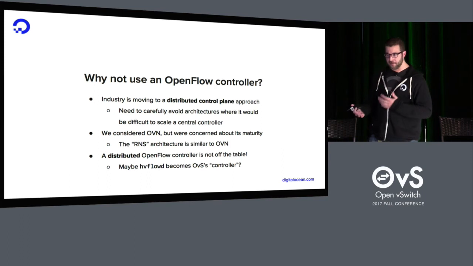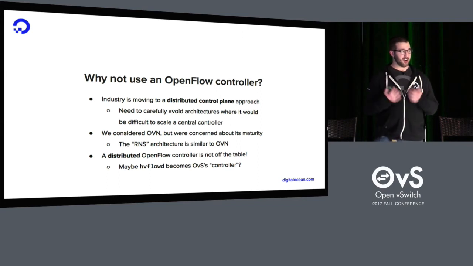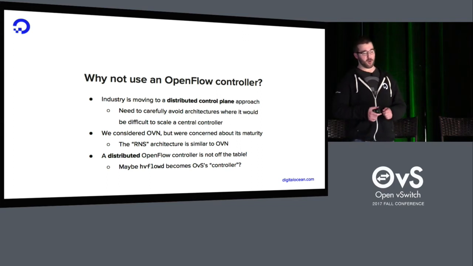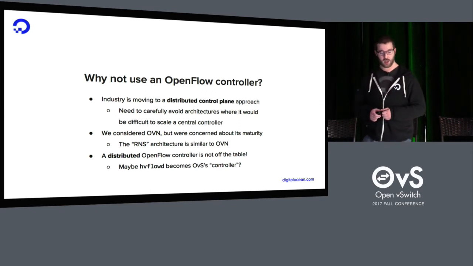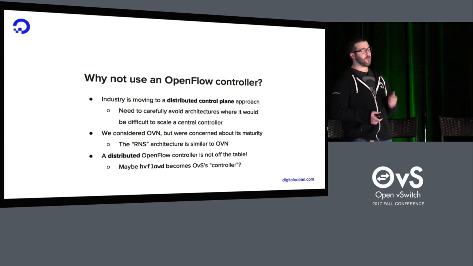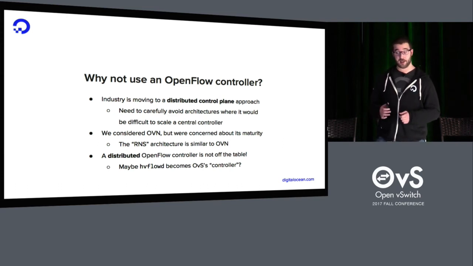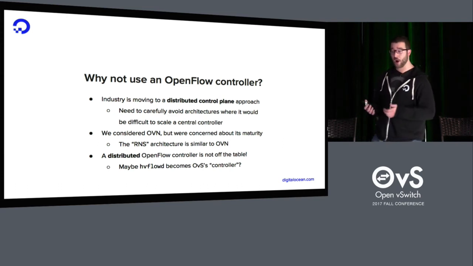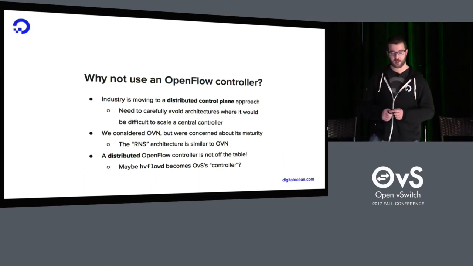So why not just use an OpenFlow controller? Where we are right now, it seems like the industry is moving to a distributed control plane approach. And in our architecture, we need to be careful to avoid any scenario where it might be difficult for us to scale a central controller in one or more of our data centers. We did consider OVN, but at the time, we were concerned about its maturity. And we've implemented a couple of strange things in our environment that don't map well to OVN concepts as of now. And our RNS architecture is actually very similar to OVN in a lot of ways.